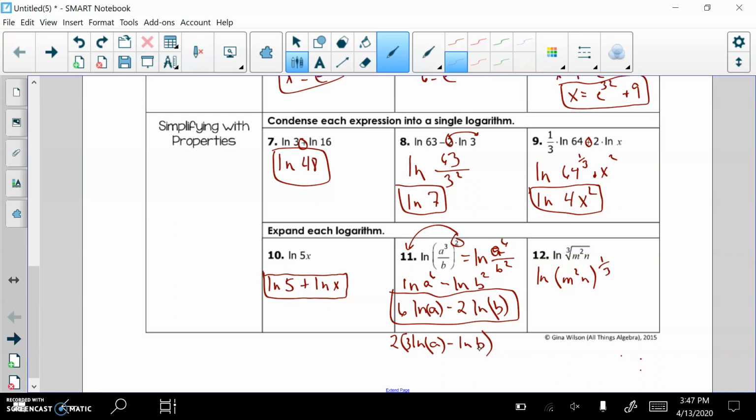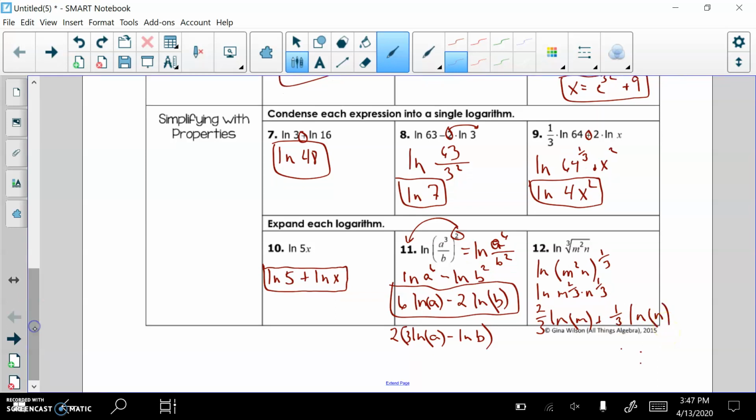So on this one, I'll write the equivalent version. I'm going to say that this is natural log of m to the 2/3 n to the 1/3 and use those coefficients and say that that is equal to, it's times right there. So that is 2/3 natural log of m plus 1/3 natural log of n.